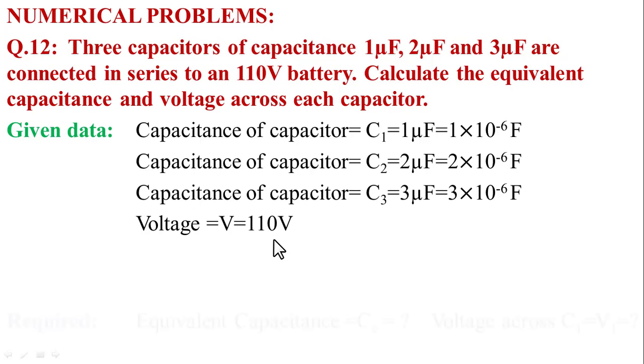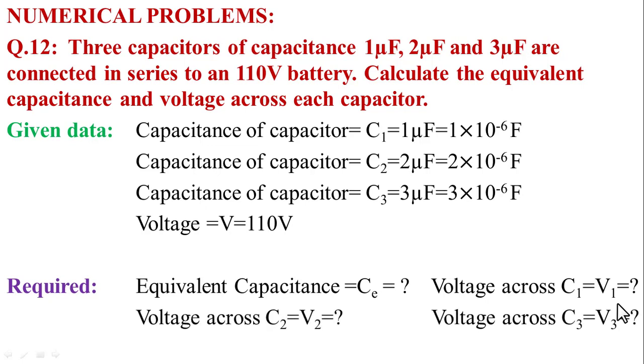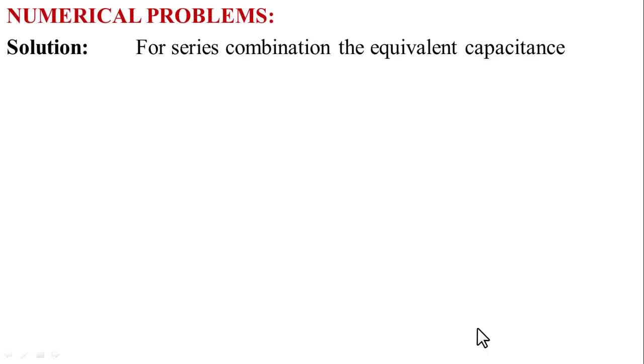We can calculate the equivalent capacitance, denoted by CE, and the voltage across capacitor C1 that is V1, voltage across C2 that is V2, and voltage across C3 that is V3. We can calculate and find the remaining values. So we can find the solution. First of all, write the series combination of the equivalent capacitance.